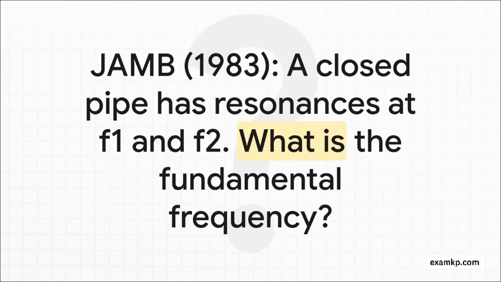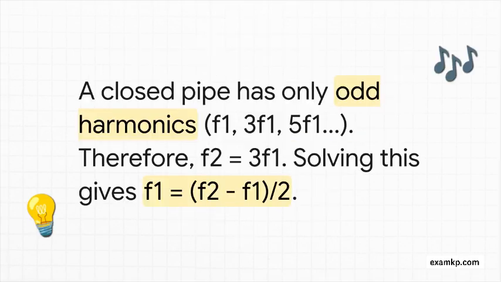Next, we've got a conceptual one from JAMB. So, imagine a closed pipe. It resonates at its lowest possible frequency, which we'll call F1. Then the very next frequency that makes it resonate is F2. The question is, how can we write an expression for the fundamental frequency F1 using only F1 and F2?